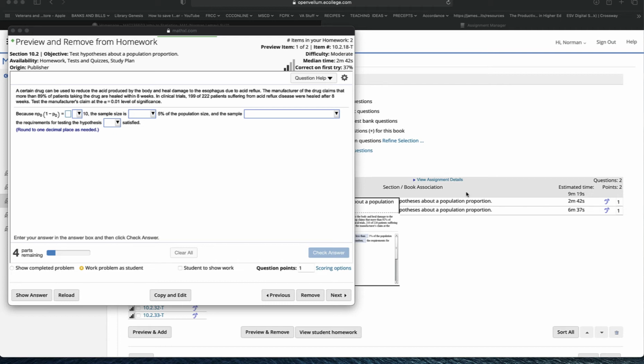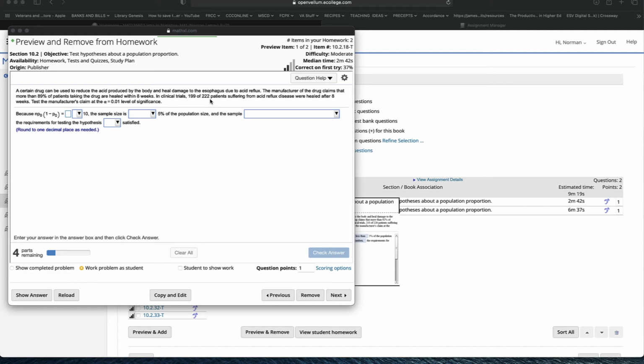Here I have an exercise that says a certain drug can be used to reduce the acid produced by the body to heal the damage to the esophagus due to acid reflux. The manufacturer of the drug claims that more than 89% of the patients taking the drug are healed within 8 weeks. In clinical trials, 199 of 222 patients suffering from acid reflux disease were healed after 8 weeks. Test the manufacturer's claim.